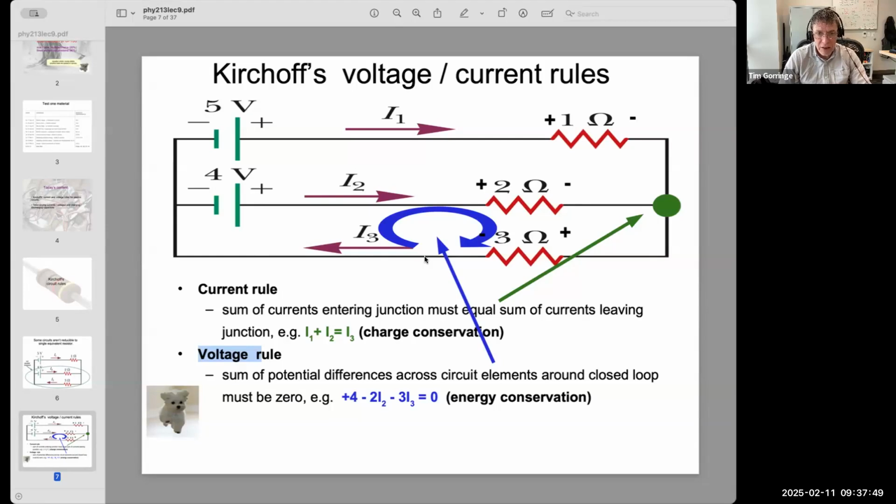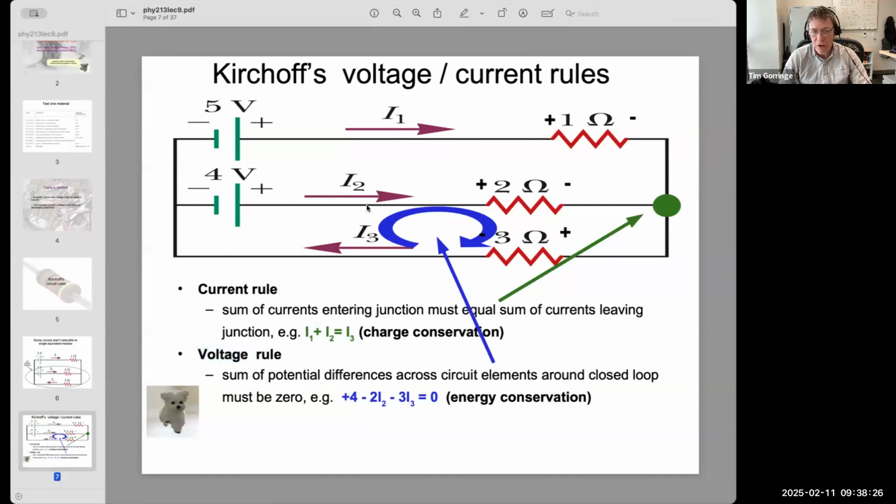So for example, let's imagine I start right here in the center of this lower arm, and I'm going to walk towards the left. I hope you can see my mouse. I walk towards the left, and then up, and then towards the right. The first component I meet is the 4-volt battery. I'm going from the negative terminal to the positive terminal of the 4-volt battery, so that's an increase of 4 volts. So there's a change in potential there, and I'm going to remember that change in potential of 4 volts.